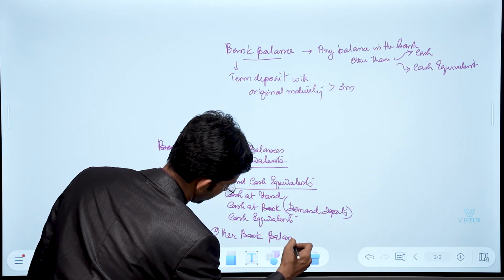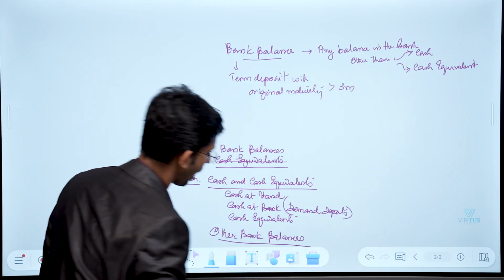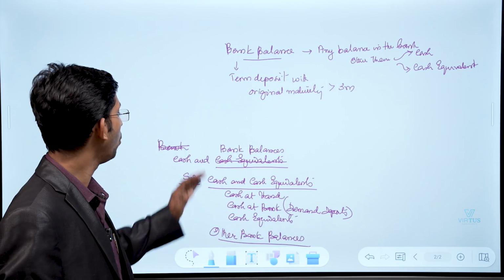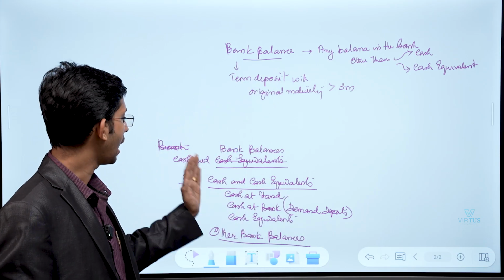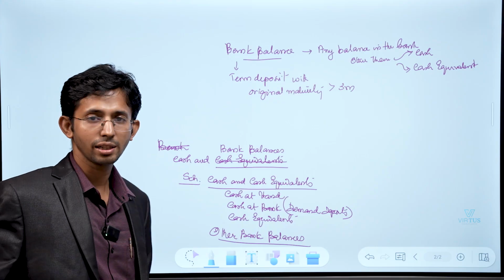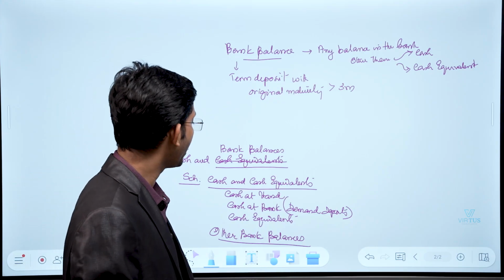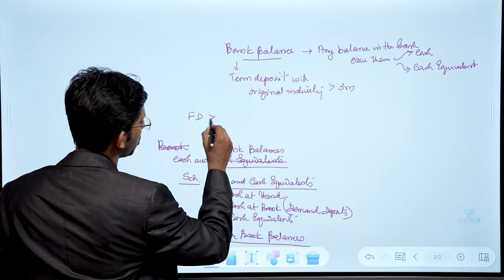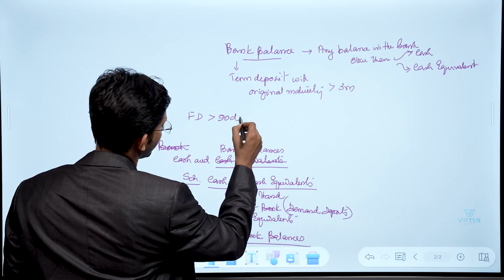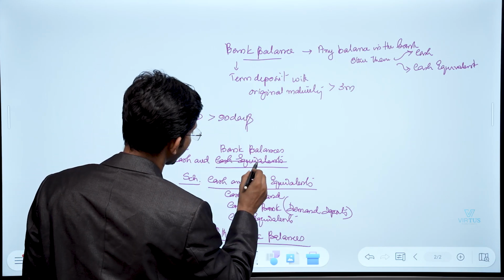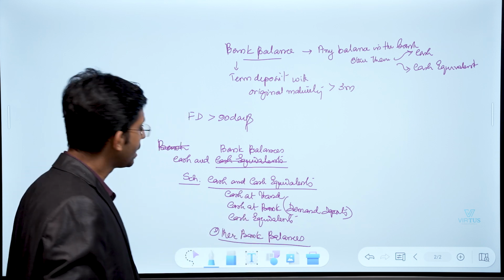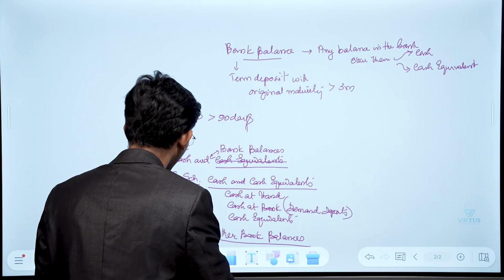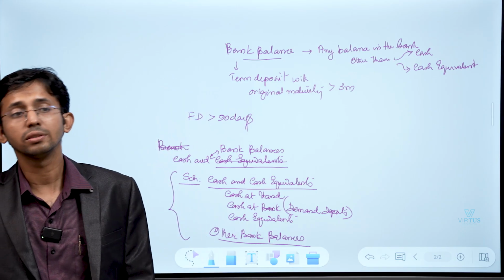Other bank balances. I guess this is clear to everyone. So this is how you have to disclose cash and bank balances in the financial statements. If you have any deposit, fixed deposit or term deposits with maturity above 90 days, then you should not give cash and cash equivalents on the face of the balance sheet. Instead, you have to give cash and bank balances, and in the schedule you have to give this disclosure. I hope that is clear.